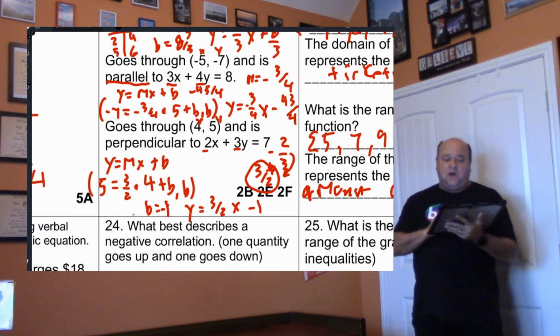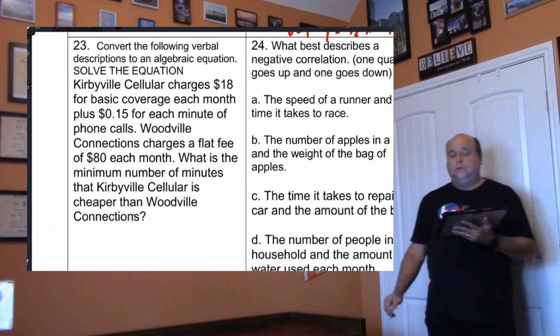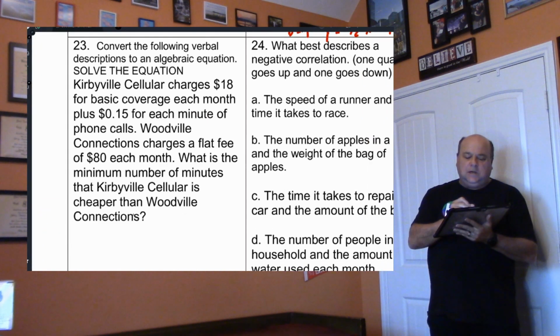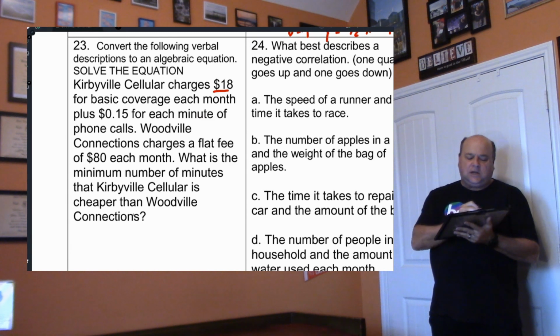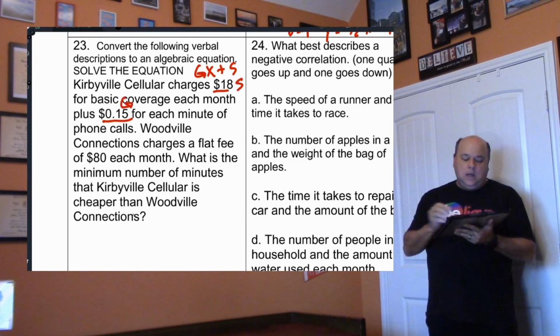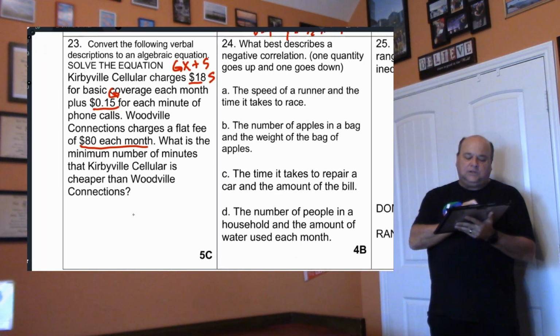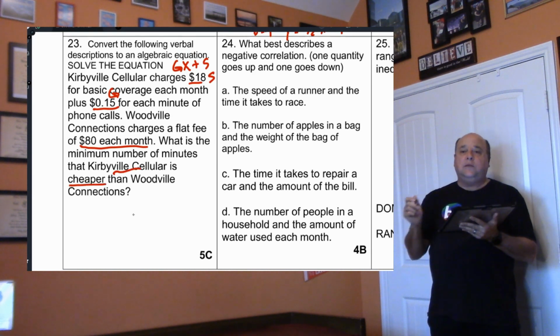Fun, fun, fun. Keep going on. Number 23. Kirby Cellular charges $18 for the basic coverage and 15 cents for each minute. That's a GX plus S. This is the starting, this is the growing. Woodville Connection charges a flat fee of $80 each month. Okay, what is the minimum number of hours that Kirby Cellular is cheaper than the Woodville?